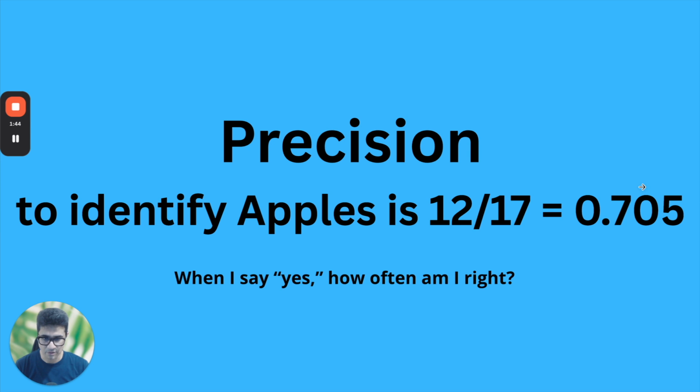Another way to look at it is, if my model tells me it is an apple, what is the precision at which it identifies it as an apple? So when I say yes, it's an apple, how often am I right? Look at it that way.